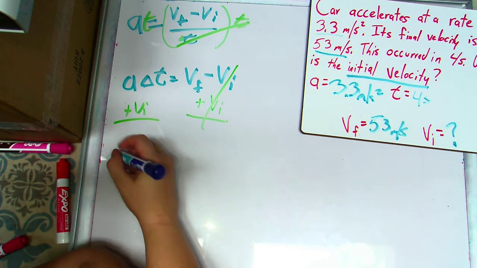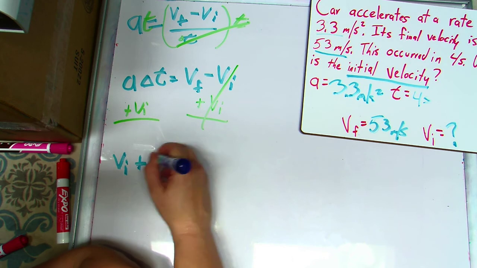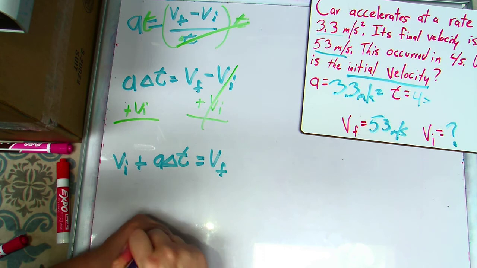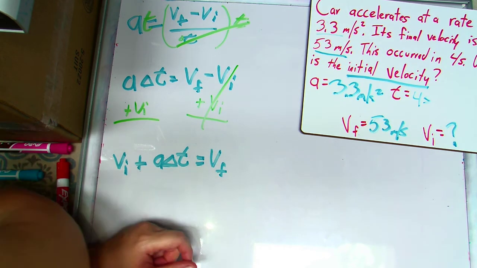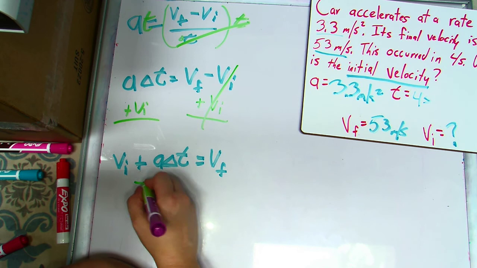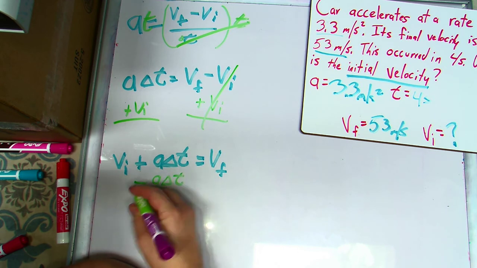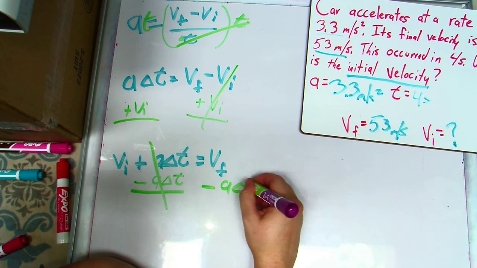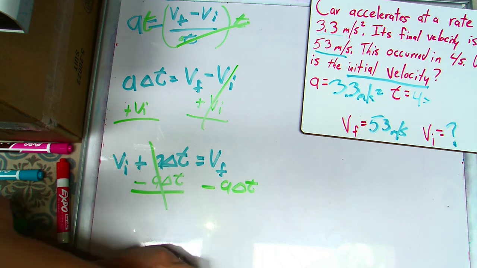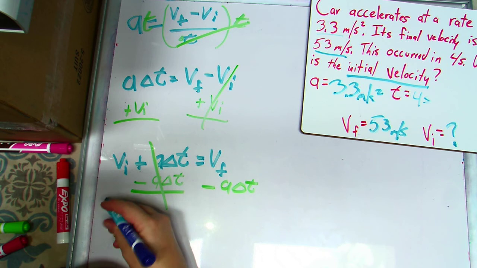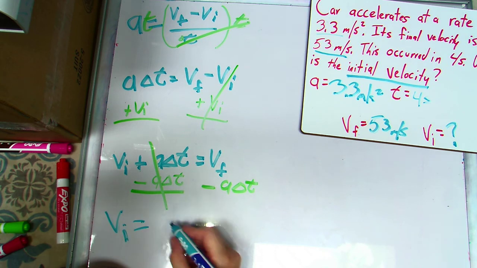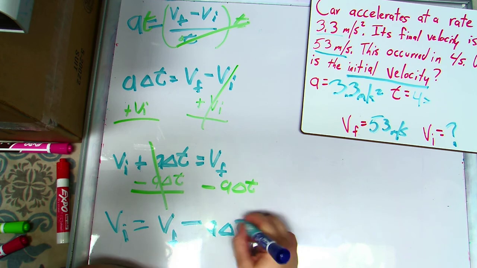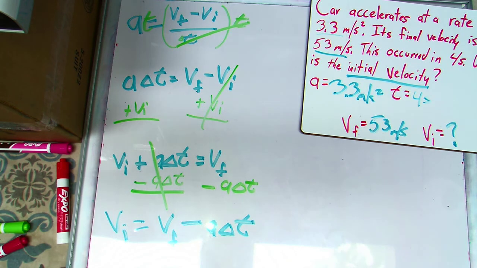That'll give us VI plus acceleration times time equals VF. All right, now we just gotta get VI by itself. So I'm gonna subtract the acceleration times time, cancel it out on that side, and subtract it from that side. So we are left with the initial velocity equals final velocity minus acceleration times time. You see? There we go.